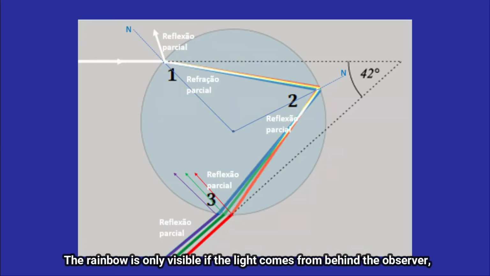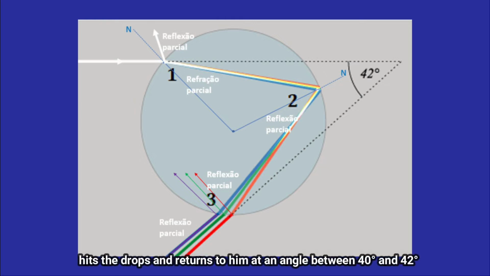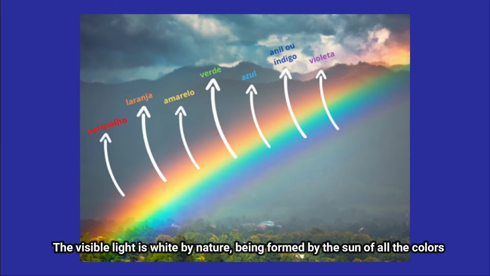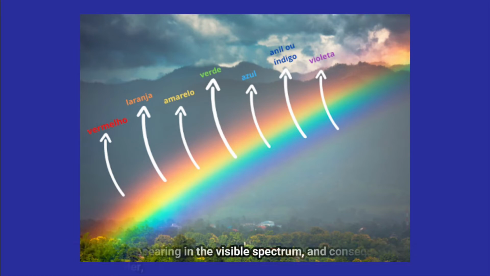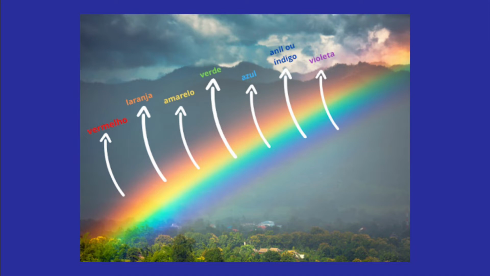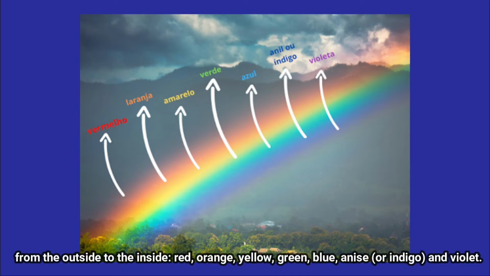The rainbow is only visible if the light comes from behind the observer, hits the drops, and returns to him at an angle between 40 and 42 degrees. Visible light is white by nature, being formed by the sum of all the colors, with 7 of them appearing in the visible spectrum, and consequently in the rainbow, in the following order, from the outside to the inside: red, orange, yellow, green, blue, indigo, and violet.